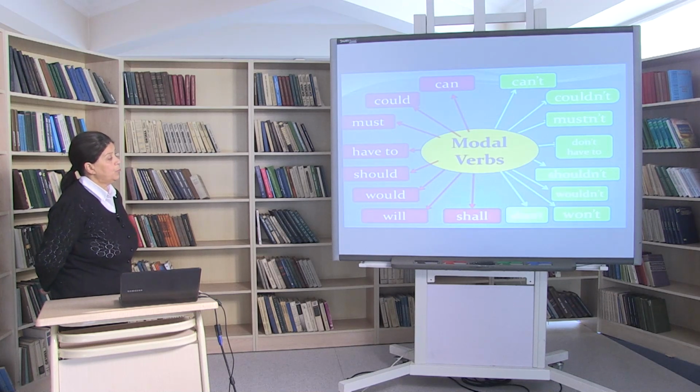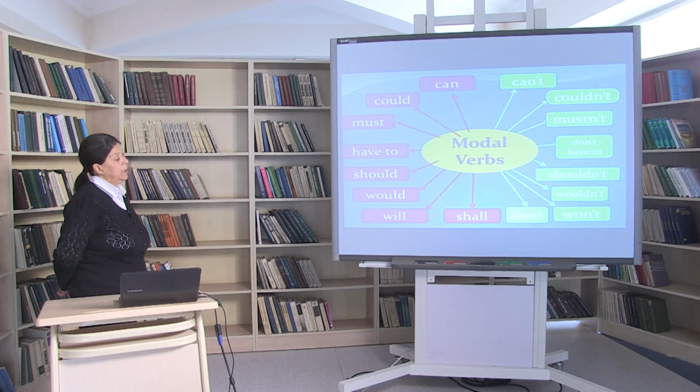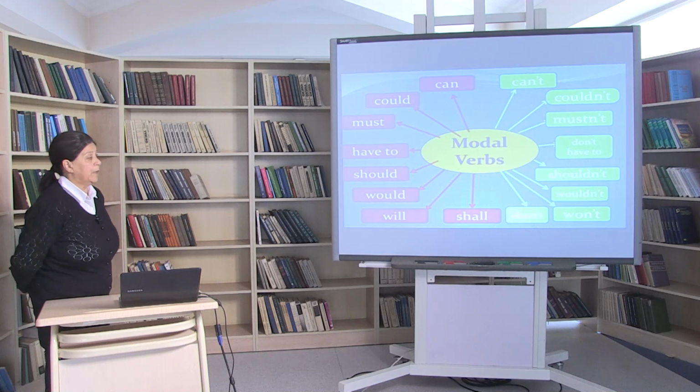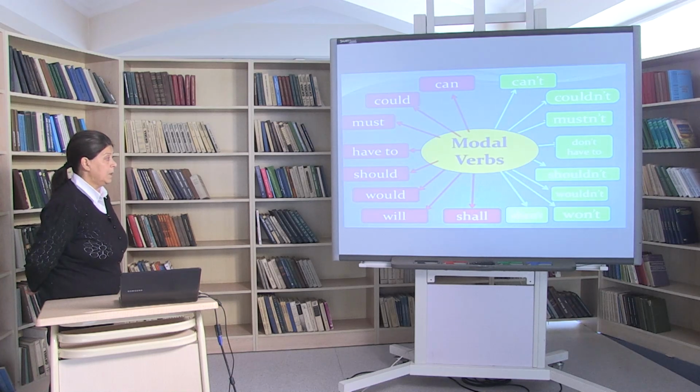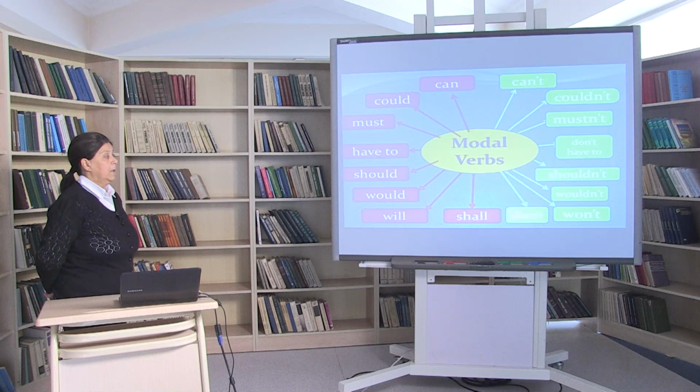Have to is used as a synonym of the modal verb must, and have to has one difference from other modal verbs. Have to changes according to the person. For example, have to, has to, and according to the tense form, had to. Only the interrogative and negative forms of have to are formed by means of do, does, did, auxiliary verbs.